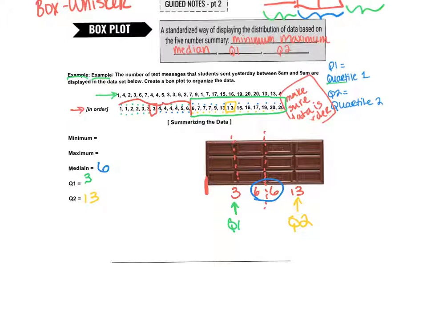The end of our candy bar is the end of our data. This end of our candy bar is the end of this data. So our minimum is 1 and our maximum is 20.